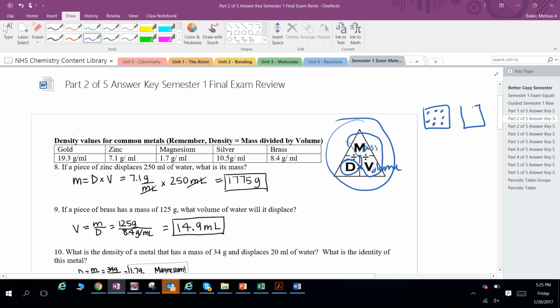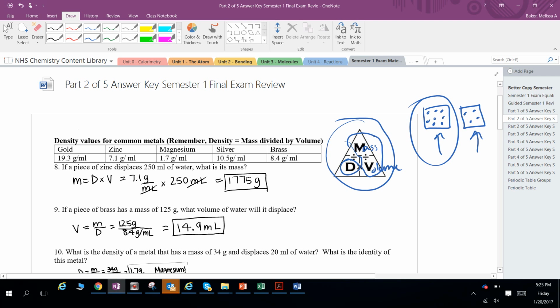So compare block 1 with my second block. This one has more mass for its volume than this one. So this one would be more dense. It would have a higher amount of grams per volume. There's more atoms packed in.